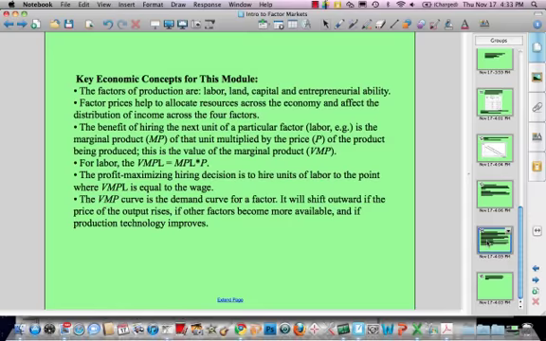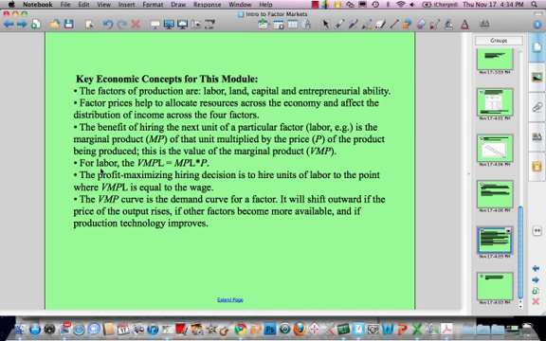So real quick review here, key economic concepts for this module. Factors of production are labor, land, capital, and entrepreneurial ability. Factor prices help to allocate resources across the economy and affect the distribution of income across the 4 factors. The benefit of hiring the next unit of a particular factor, and we talked about labor tonight, is the marginal product of that unit multiplied by the price of the product being produced. So in our case, we were talking about cups of lemonade. This is the value of the marginal product.